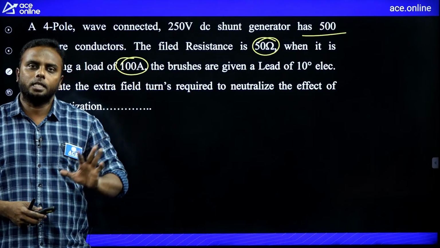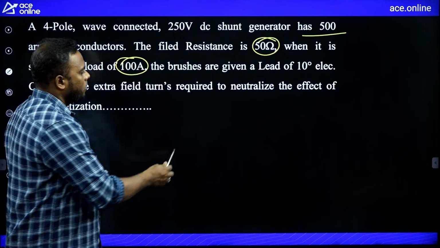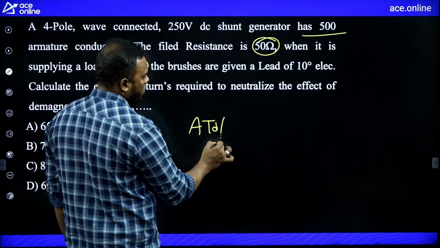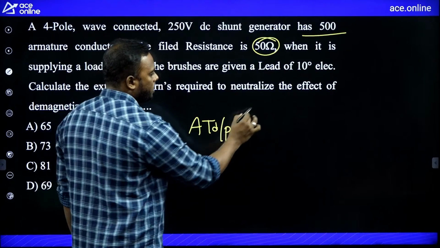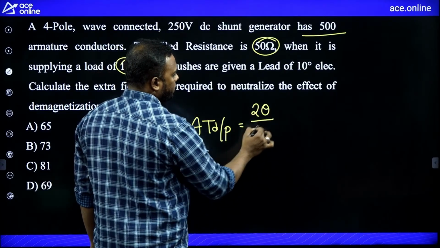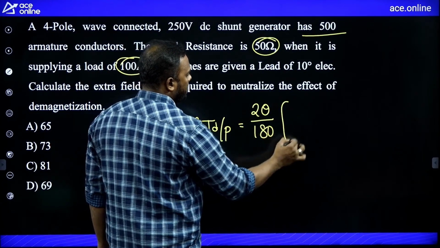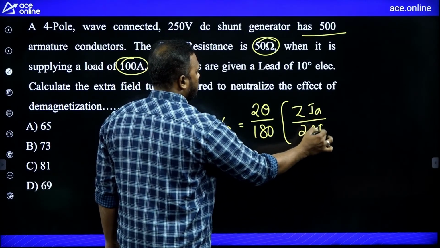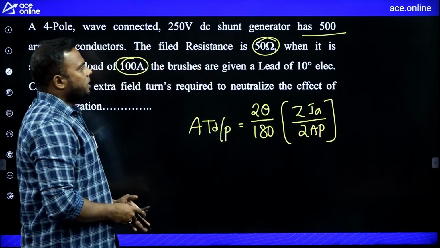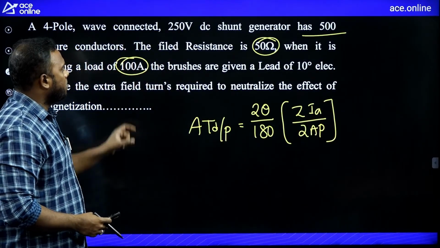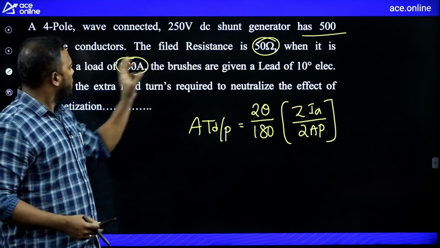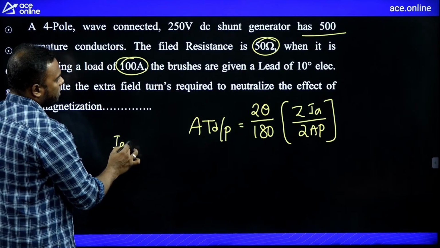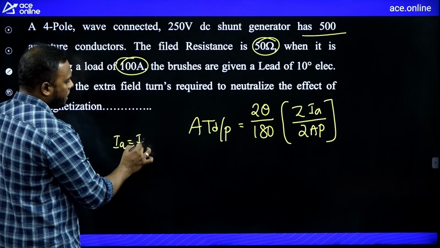how much demagnetizing first. Okay, calculate ATD per pole. Demagnetizing ampere turn per pole equal to, what is the formula for this? 2 theta by 180 into ZIA by 2AP. What is theta? 10 degrees. And what is IA here? See, field resistance given 50. It is supplying load current of 100. Then IA in case of shunt generator is IL plus ISH.